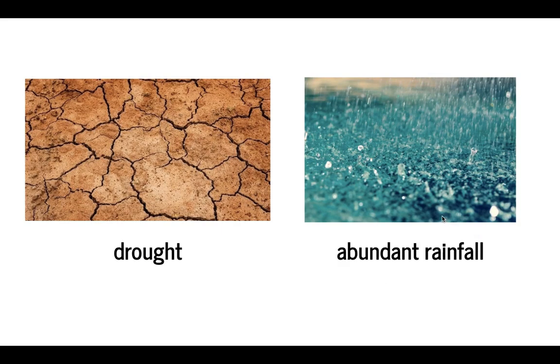He thought it might have something to do with environmental change: drought, having very, very little rain, and abundant rainfall, having a lot of rain. Today, you'll explore this in a gizmo.